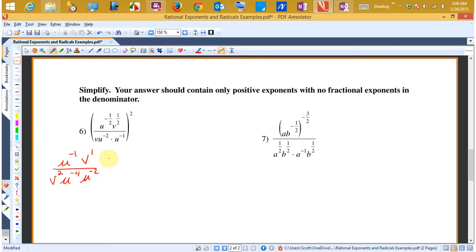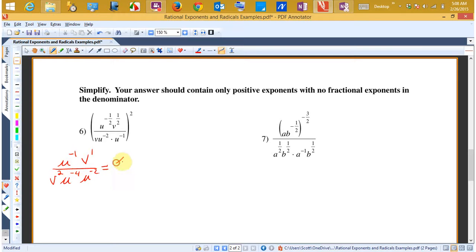Now I could have simplified this at the start by trying to simplify inside my parentheses first. For example, I could have taken u to the negative 2 times u to the negative 1. That would have been u to the negative 3. Then I could have simplified that with the u up top. So it really doesn't matter the order that I do it, because we're going to end up having to do that now anyway.